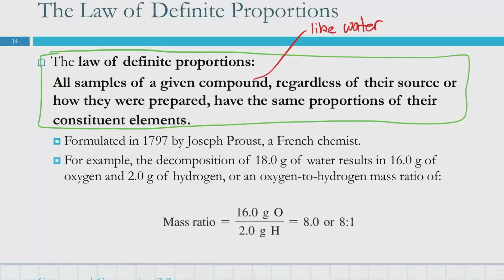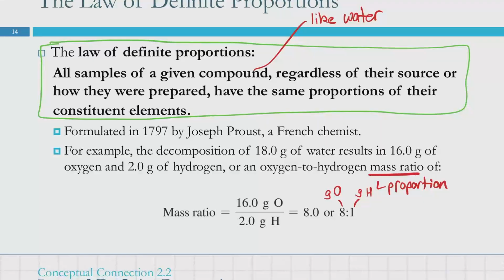And so we get a mass ratio. This is that proportions part that we were talking about in the definition. It's going to have an oxygen to hydrogen mass ratio of 16/2 or 8. Or we could also call it 8:1. And that 8 would be referring to grams of oxygen, the 1 referring to the grams of hydrogen. Because we specified that it's an oxygen to hydrogen ratio, so the oxygen comes first, the hydrogen comes second.